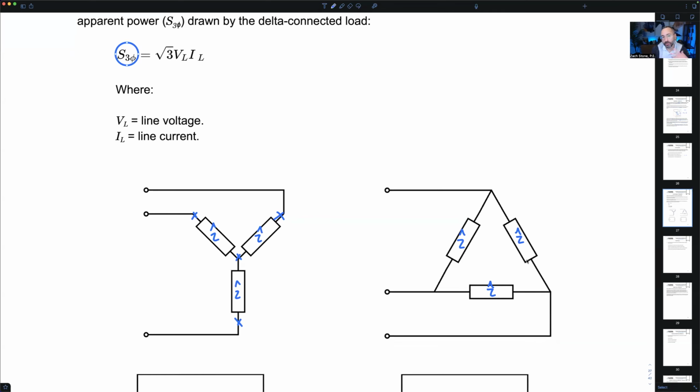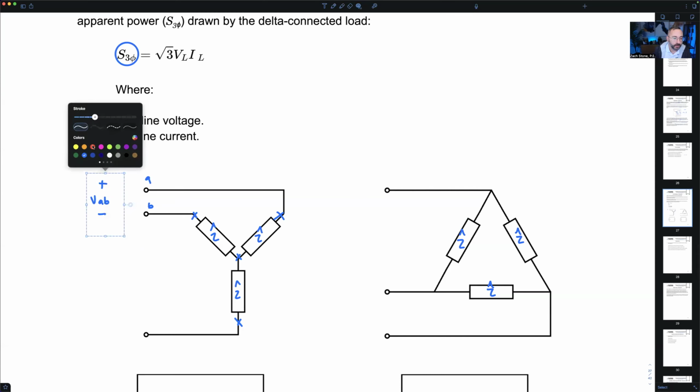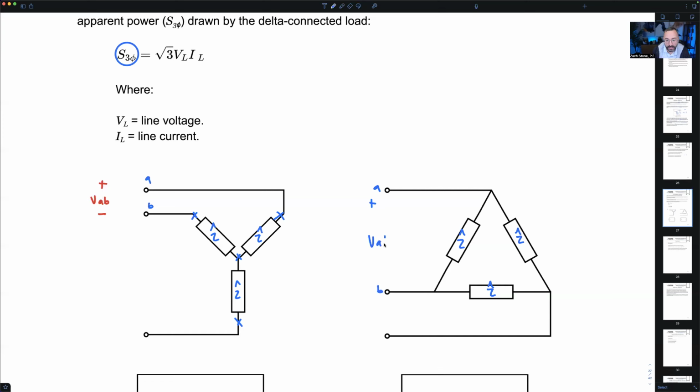When I look down here, assuming there's no change in the voltage, the problem didn't mention anything about that, so we assume the same 3-phase power supply. Has anything changed with the line voltage? Let's say this is plus V AB minus, and this is our A and B. Has anything changed when I go from Y to delta if I haven't changed the power supply? No change in the line voltage, right? I still have the same A to B line voltage.